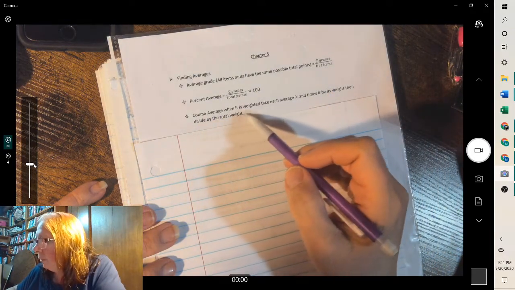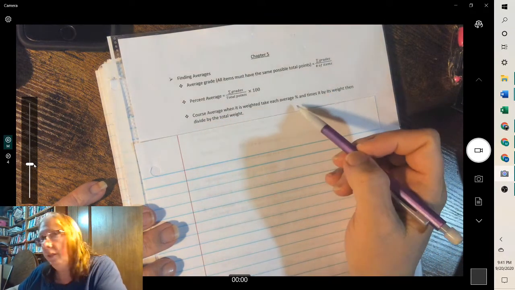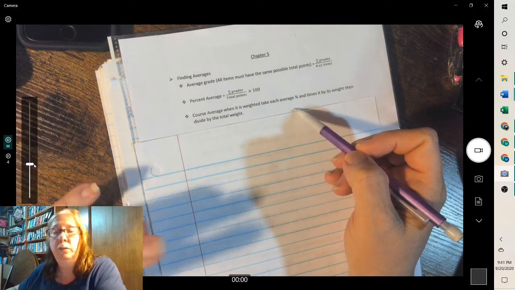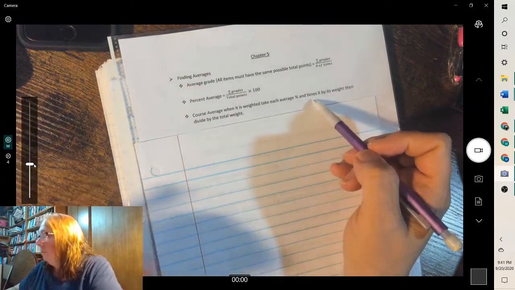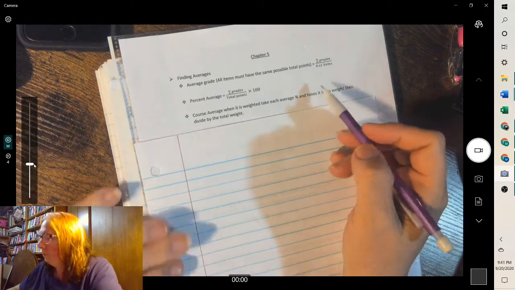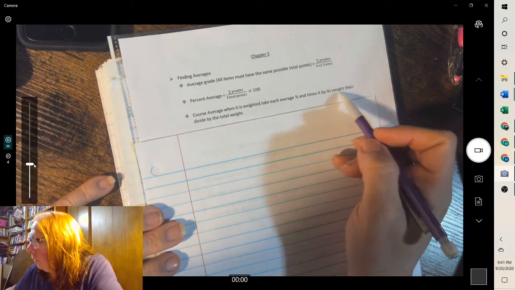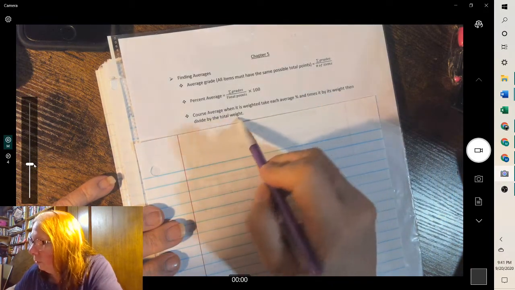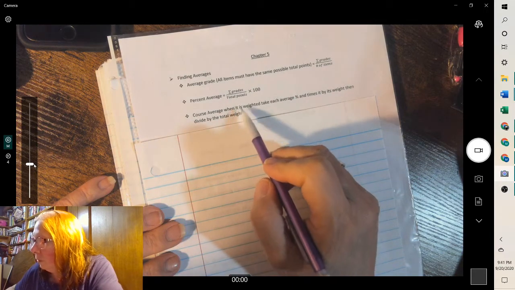Course average is when it's weighted, and that's what our class is. Certain things are worth certain percentages, and you times it by its weight and divide by the total. So that's when it's weighted.